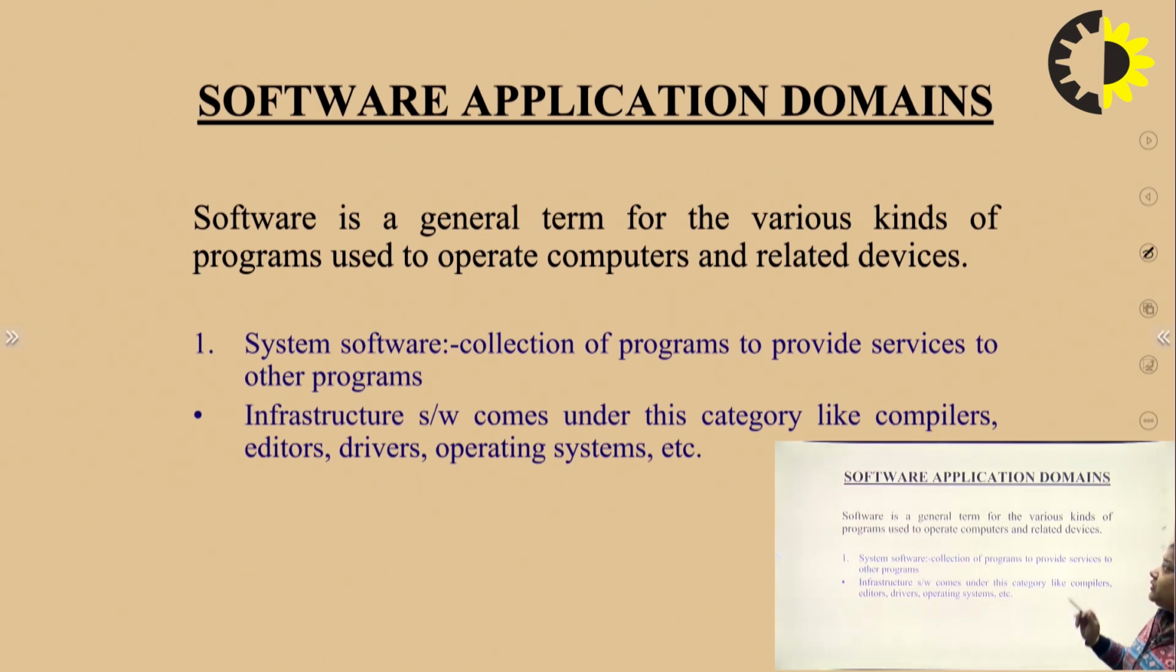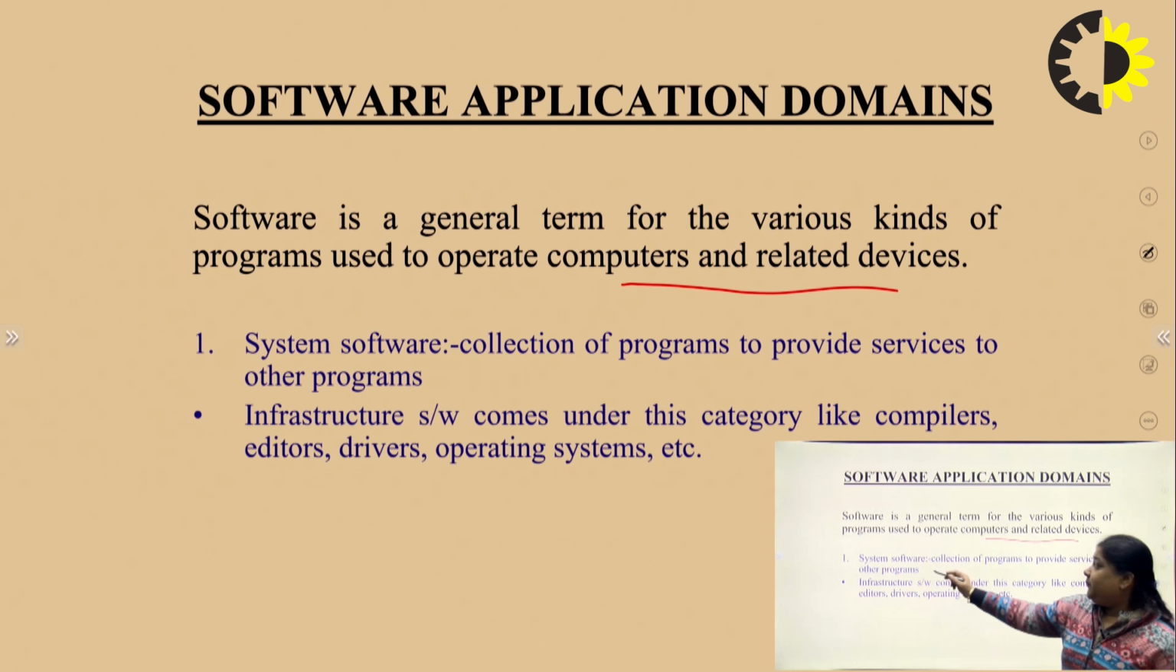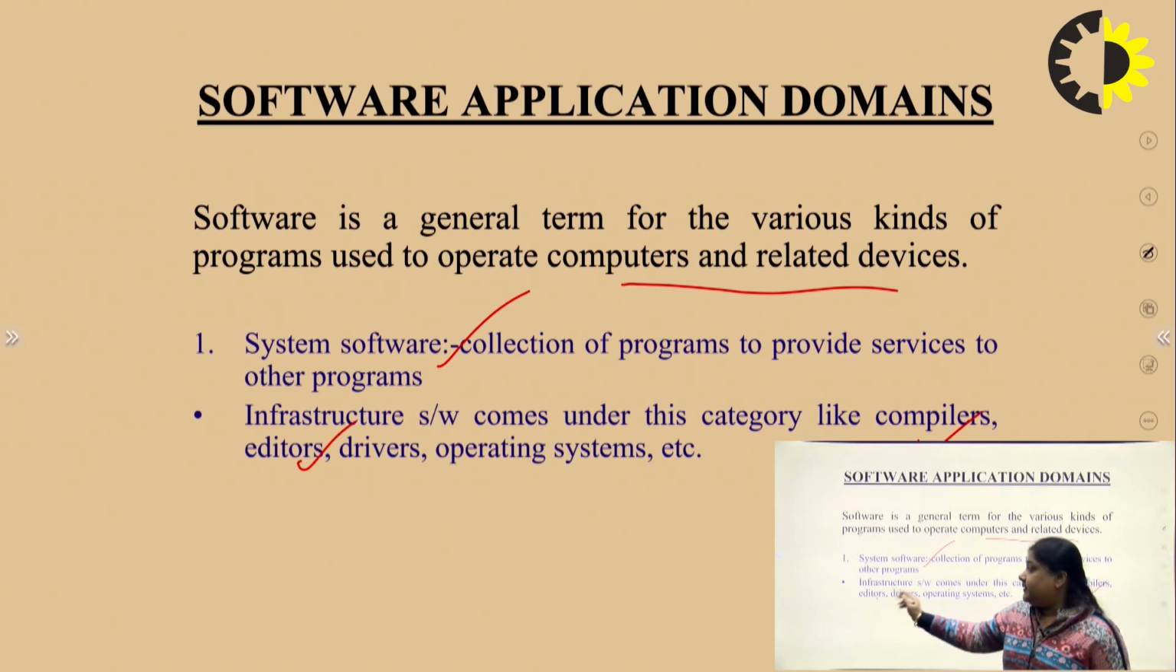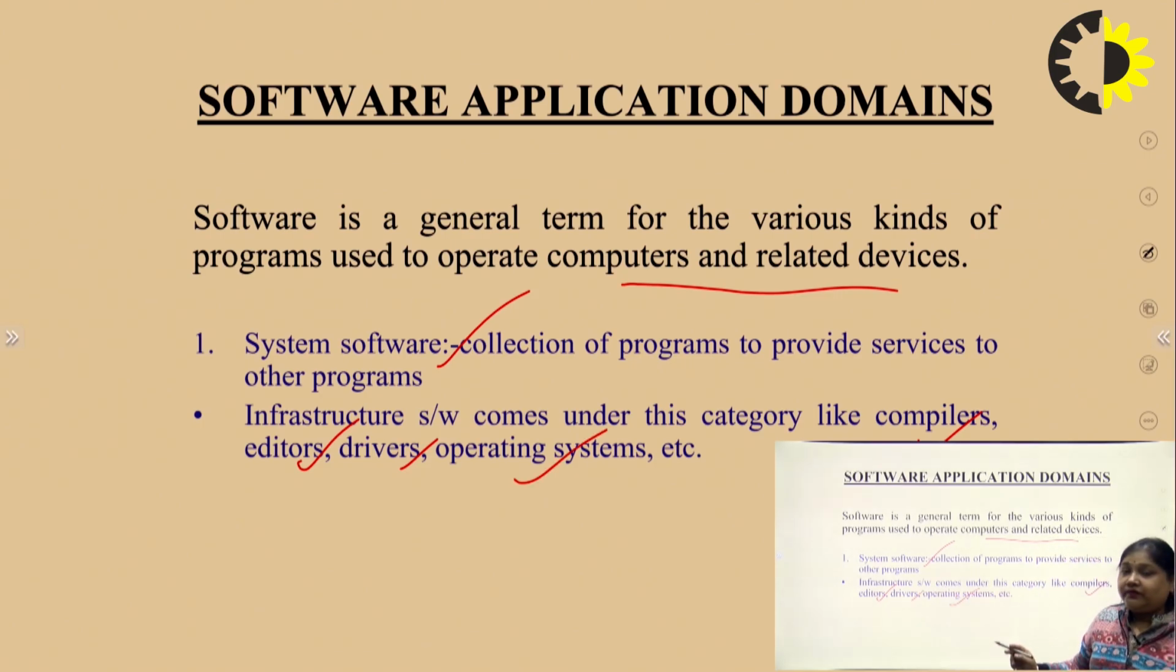Now there are software application domains. Software is a general term for various kinds of programs that are used on computers and related devices. So we have different types of software available. First of all, system software. What is system software? It is a collection of programs that provide services to other programs. So infrastructure software comes under this category, like compilers, editors, drivers, and operating systems. All of these come under system software.